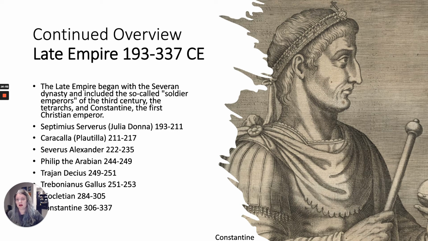Okay, and that's in the 3rd century. And then we have the tetrarchs, which is where the empire gets divided into 4 pieces and 4 different people rule. And then we have Constantine, who's quite famous and is the first Christian emperor. So we have Septimius Severus, who's married to Julia. We have Caracalla, who's married to Plautilla. We have Severus Alexander, Philip the Arabian, Trajan Decius, Trebonianus Gallus, Diocletian, and then Constantine.